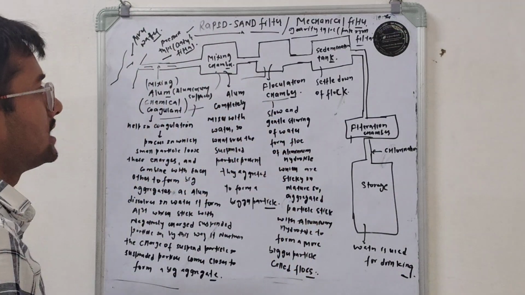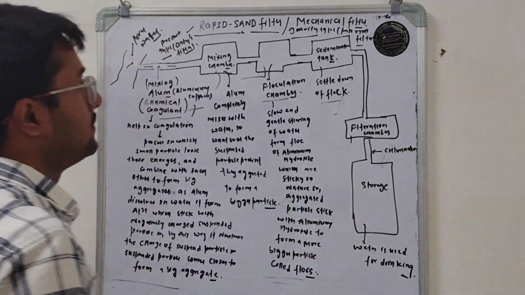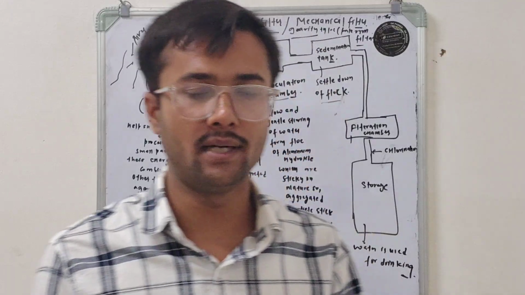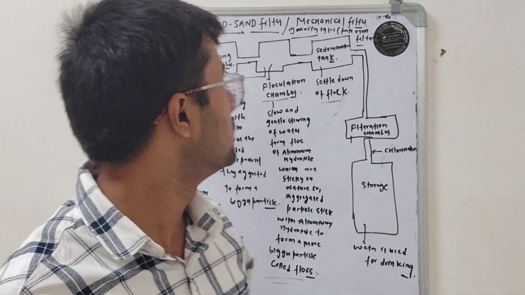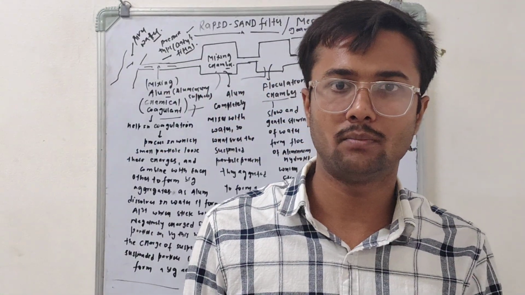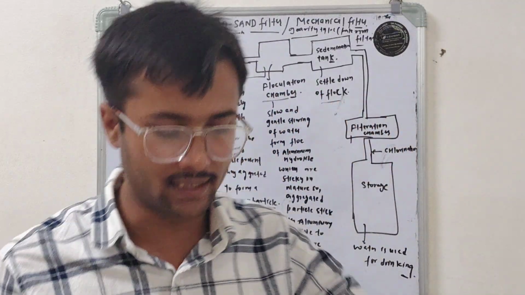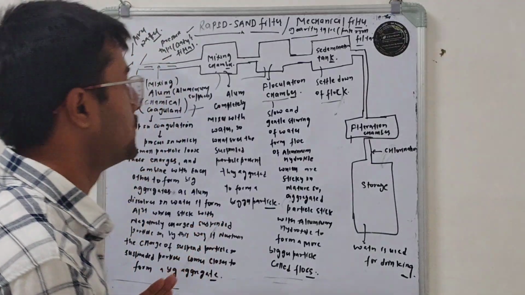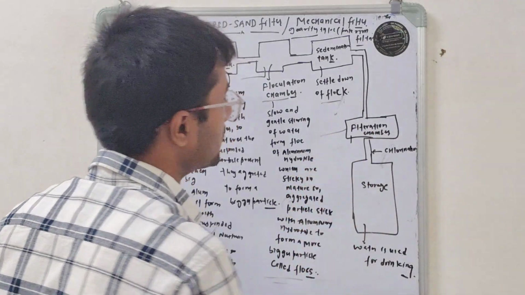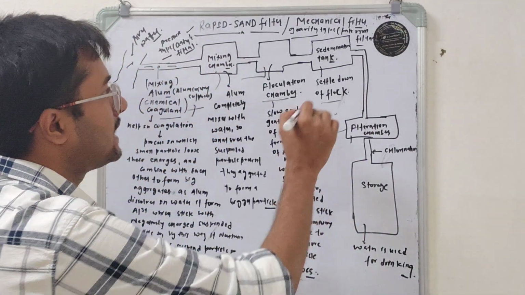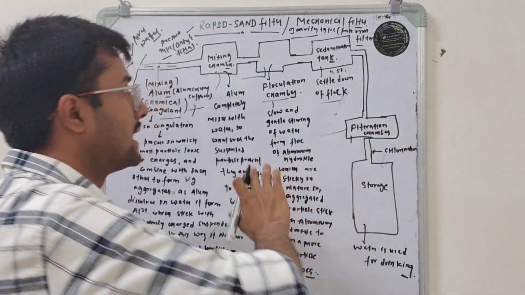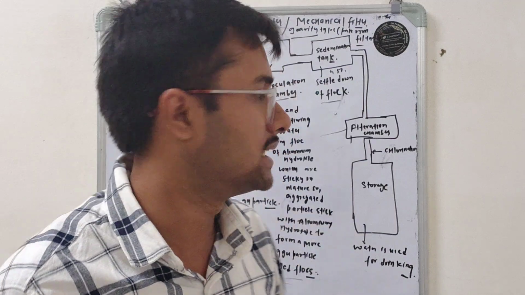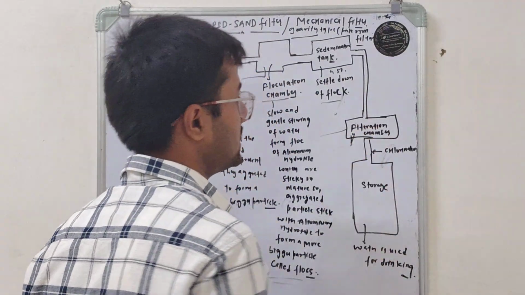After the flocculation chamber, the next step is the sedimentation tank. In the sedimentation tank, all the flocculated particles, I mean the aggregated impurities, settle down at the bottom of the tank, and for whatever impurities are still present, we go to the filtration chamber. Almost 95% of impurities are separated at the level of the sedimentation tank. The remaining 5% of impurities are separated in the filtration chamber.